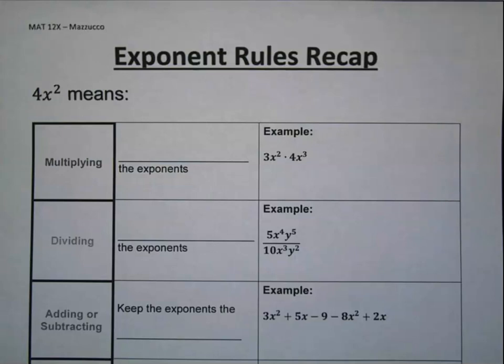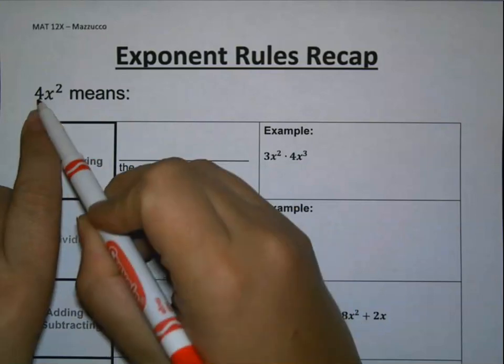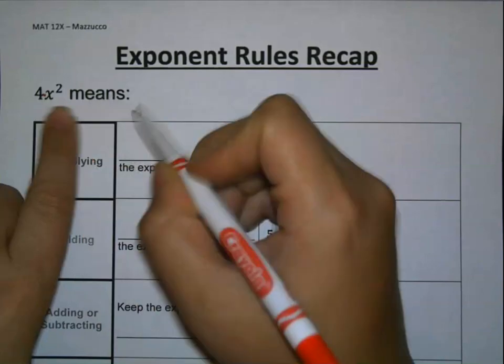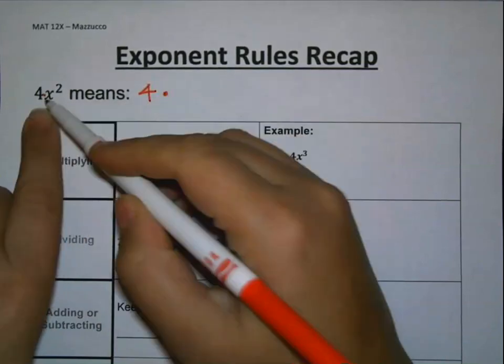This video is going to review exponent rules. The first thing that I want to review is to make sure we understand how to read this. When we have a number next to a variable, that means multiply. So this is saying 4 times x squared.